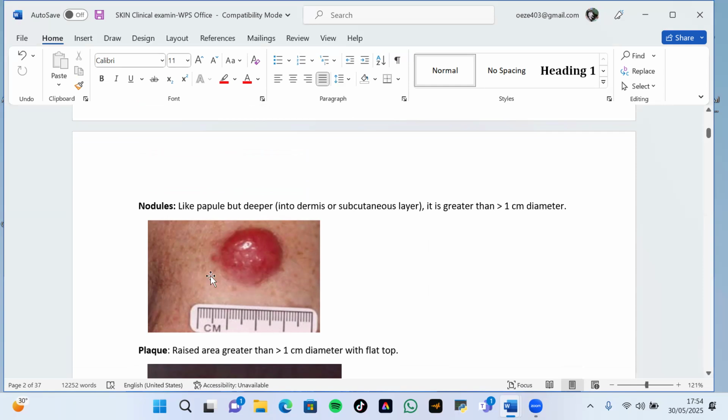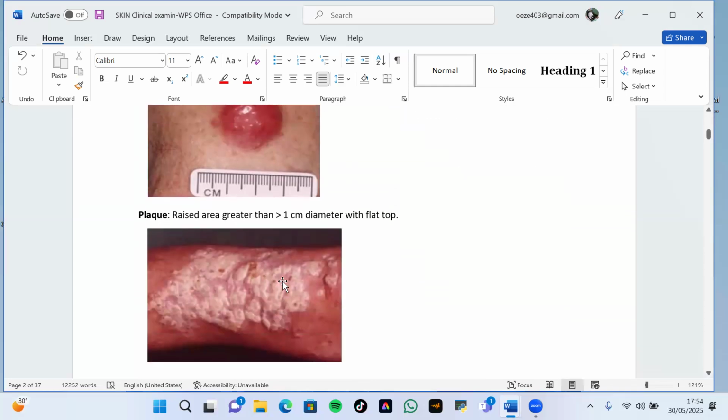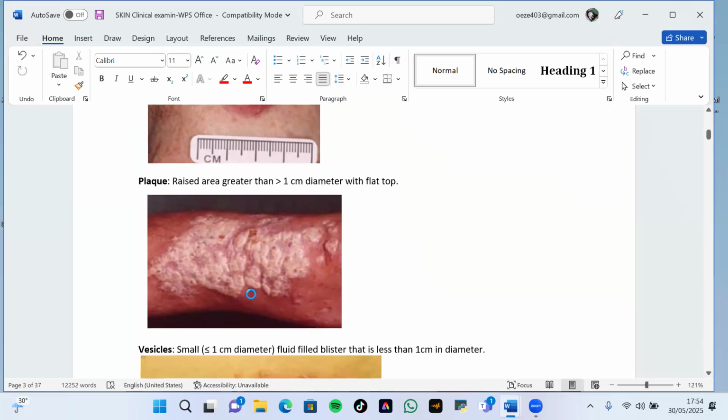Any growth on the skin that is greater than 1 cm, raised and solid, we call a nodule. Then plaque. When the raised lesion is greater than 1 cm in diameter and it's flattened like this, we call it plaque.